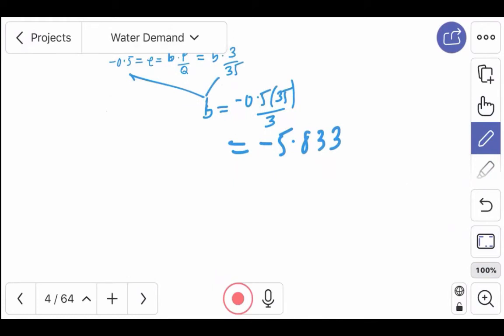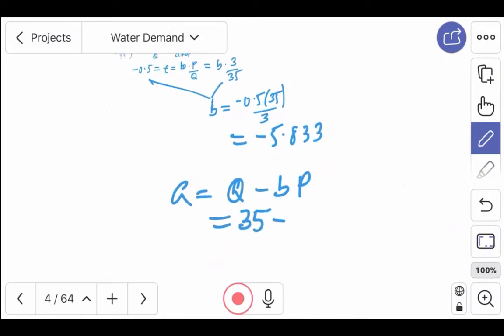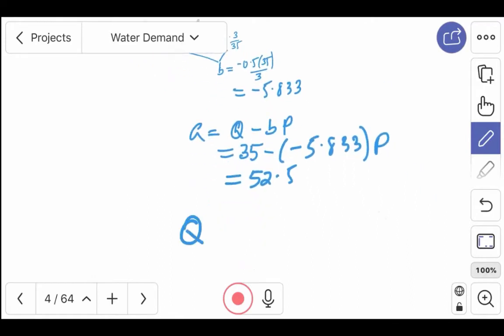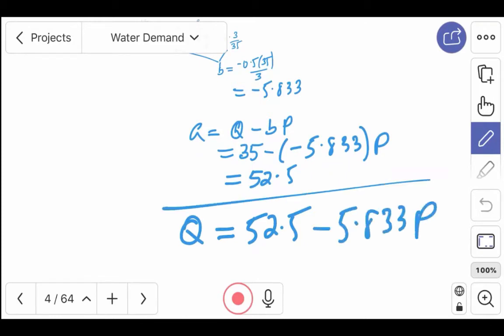So A is simply Q minus BP. Well, then given my observation of a quantity 35 and a price 3, then I can do this. And if I do that, I am going to find that my A is going to be 52.5. So we have solved the problem. The demand curve is 52.5, that's my A, minus 5.833 P. And I can draw this curve.